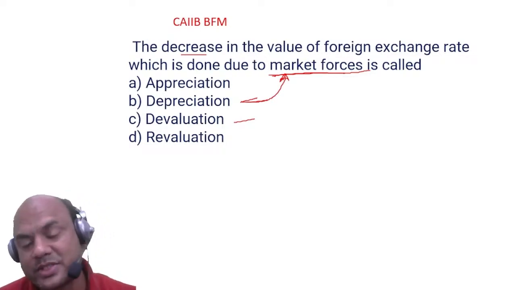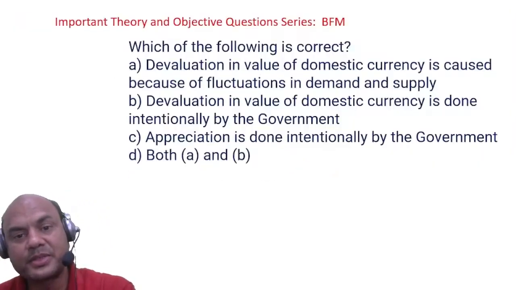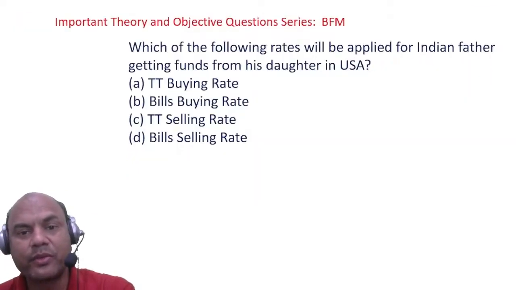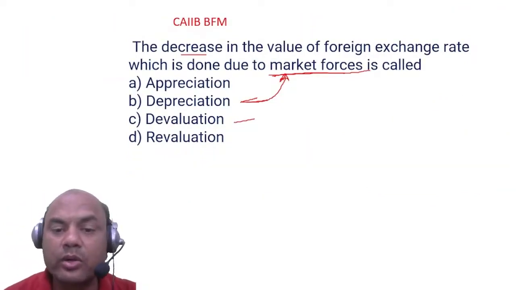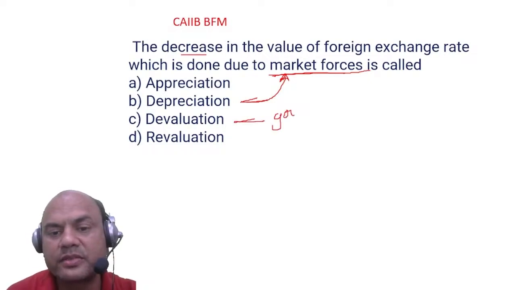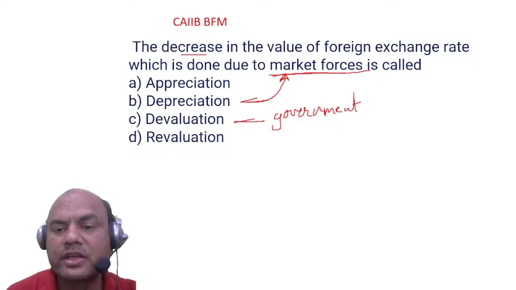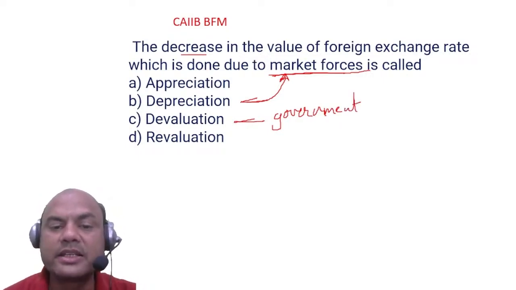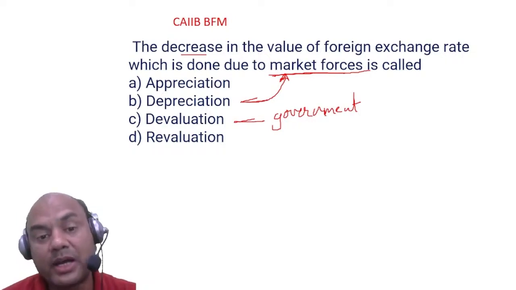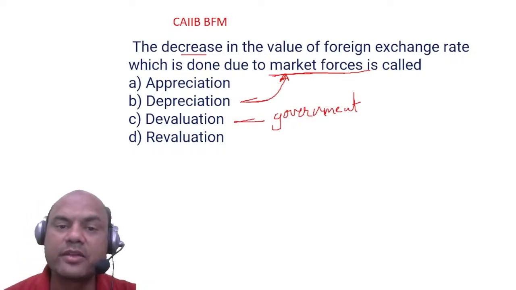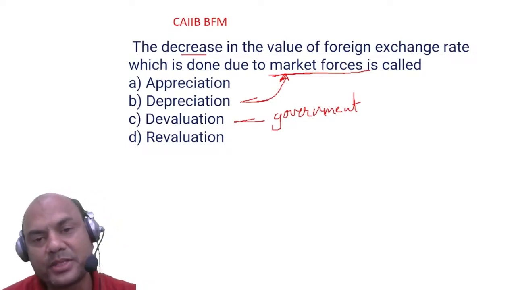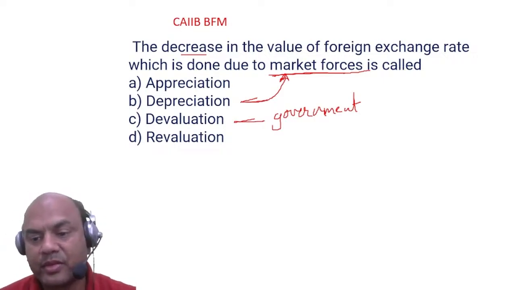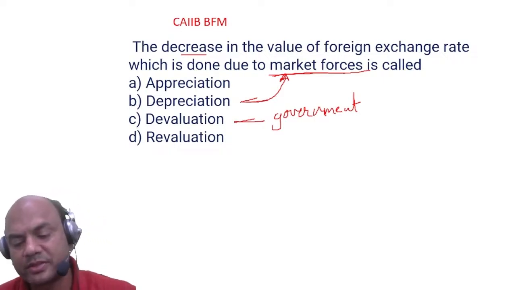Then I think there's a next question. Let me see if the question is there. No. So now I'll answer here only. If it is done due to government pressure, government interference, if it is done by the government, in that case it is called devaluation. Market forces cause appreciation and depreciation. If the price increases, then it's appreciation. If it decreases, then it's depreciation. Okay. Got it? Simple. Next one.